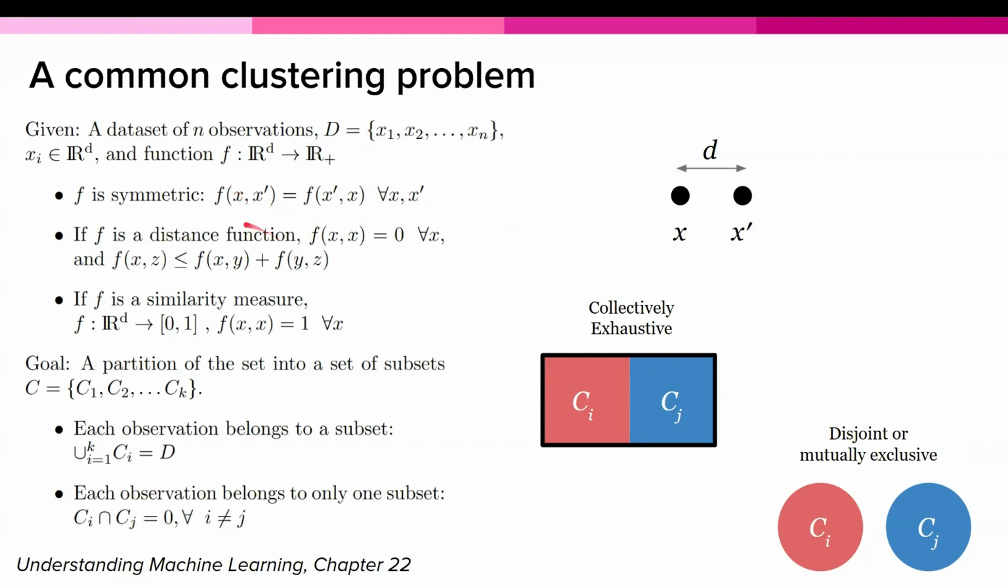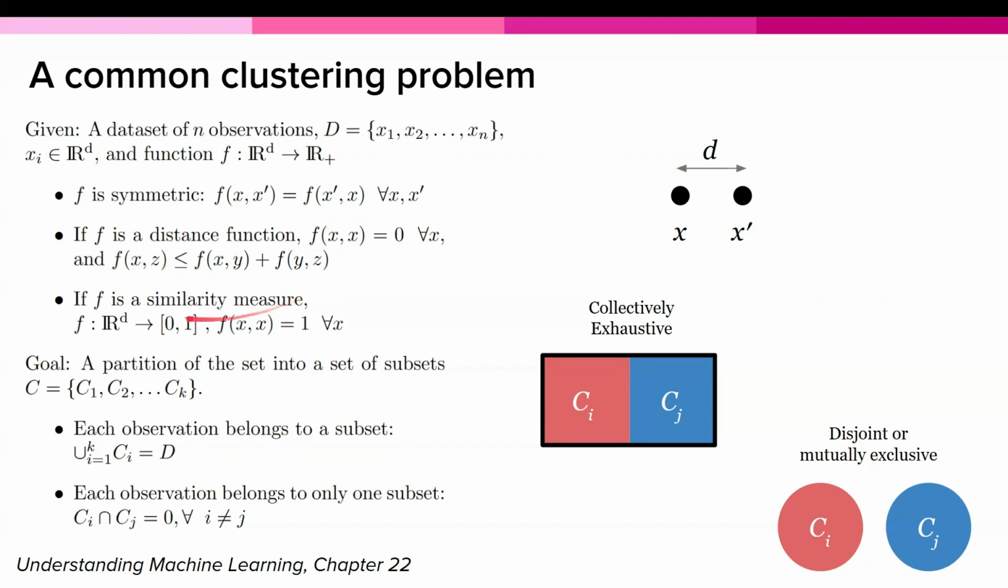If f is a distance function, it has to satisfy certain properties. For example, it's symmetric, meaning that the distance from point x to x prime is the same as that of x prime to x. And the distance of x with itself is 0 for all x. It also has to satisfy the triangle inequality, so the distance of x to z is no greater than the sum of distances from x to y and from y to z.